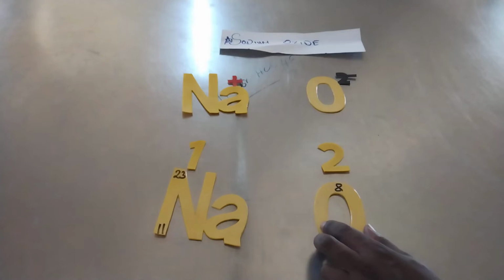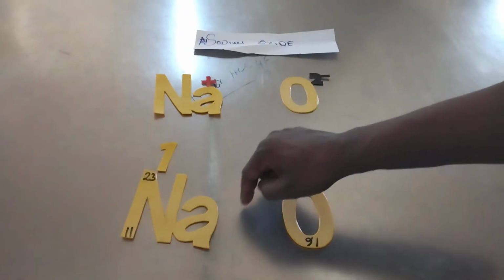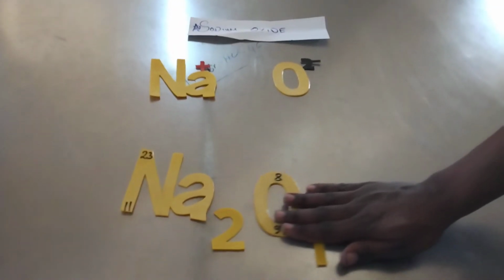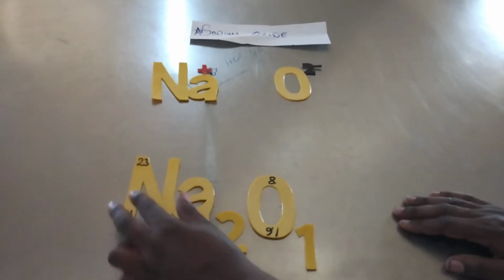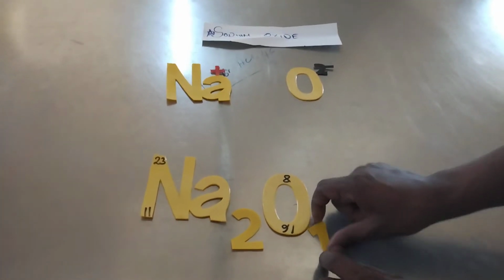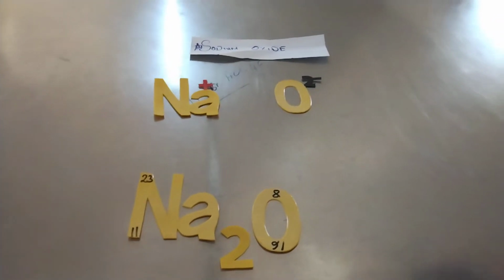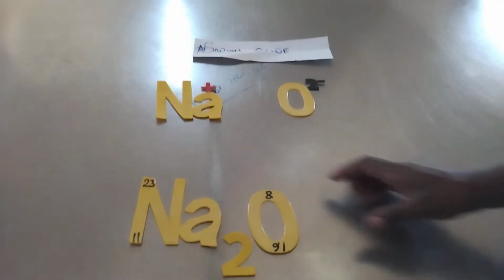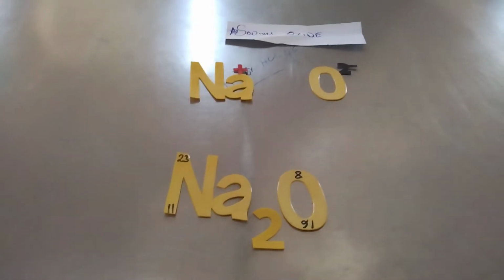So the formula of this compound is, now we are going to swap. This 1 will come here, and this 2 will come here. So our molecule looks something like that. But we said that when we have 1, we don't indicate the value, because naturally it is just 1. So the formula now becomes Na2O for sodium oxide.